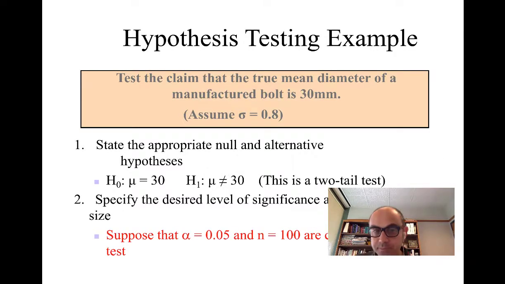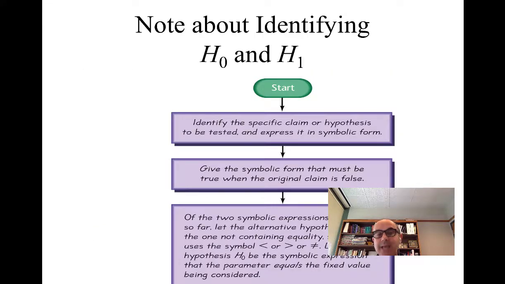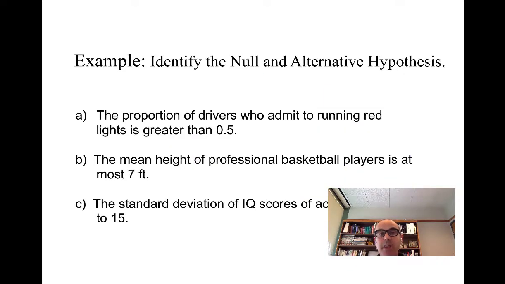An example. Again, this is an example of the test, and I lay out for you what is my null hypothesis, what is my alternative hypothesis, and how I'm supposed to test it in this case. So I'm starting with a specific claim or hypothesis. I'm giving it a symbolic form. I give two value expressions that give me the idea of what is the value of the null hypothesis.